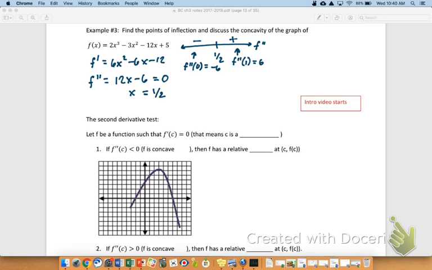Okay, so then do we actually have an inflection point at x equals 1/2 like we thought might be true? Absolutely. We do. So I'd say because f double prime changes from, be specific here, negative to positive at x equals 1/2, f has its inflection point.